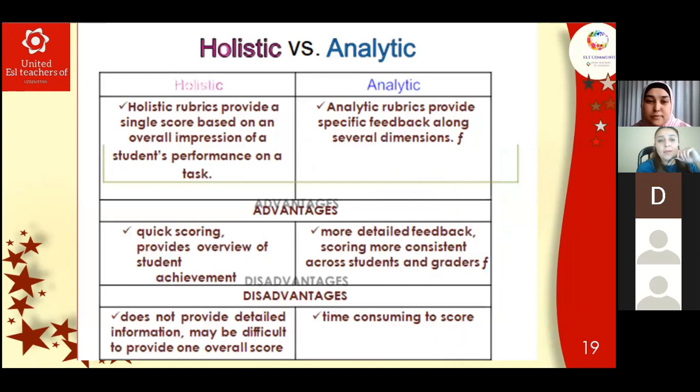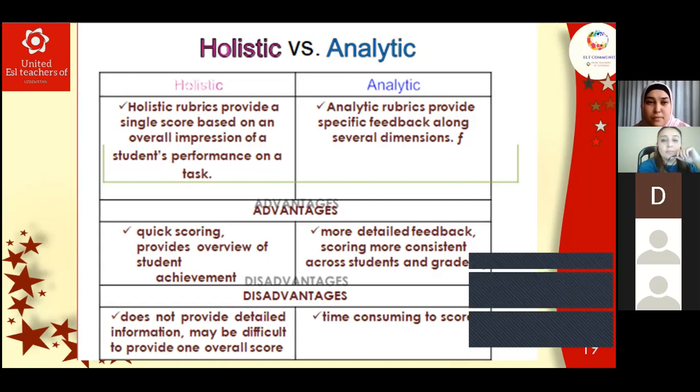And if you compare holistic with analytic rubric, we may see the following. A holistic rubric provides a single score based on an overall impression. So we pay attention to the word holistic. Holistic comes from the word impression, the impression of a student's performance on a task. But analytic rubrics provide specific feedback along several dimensions.